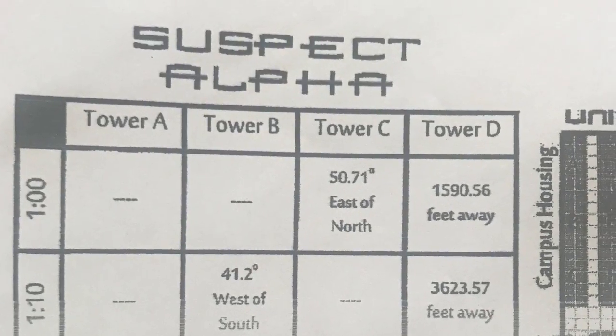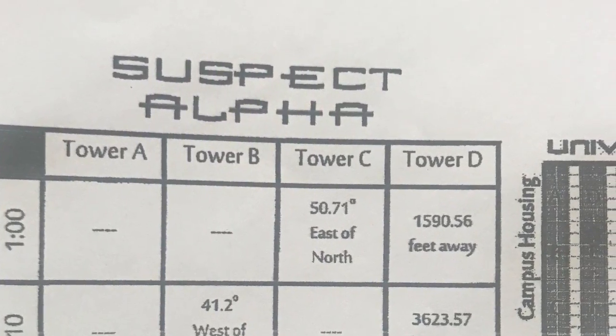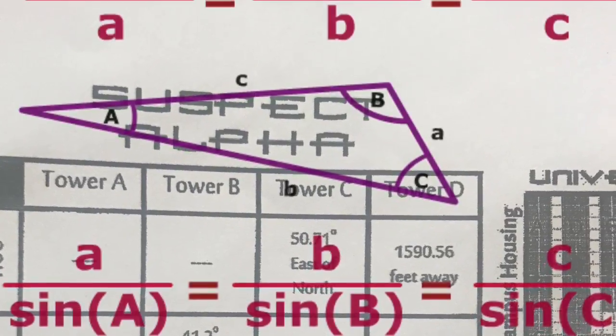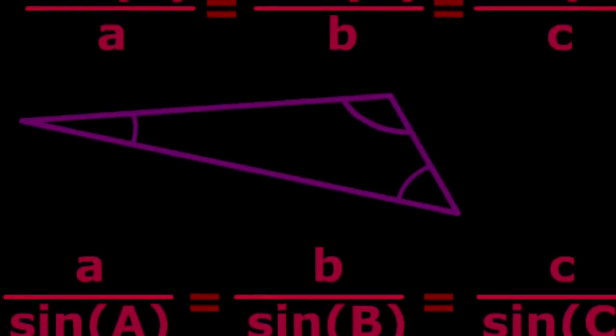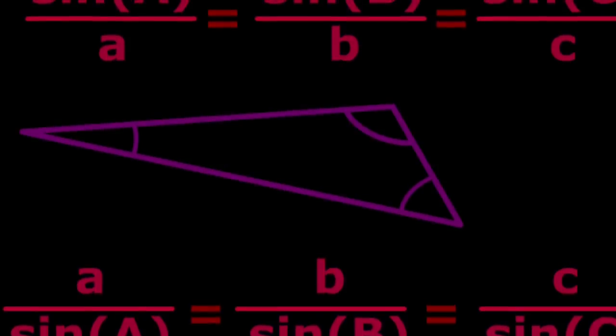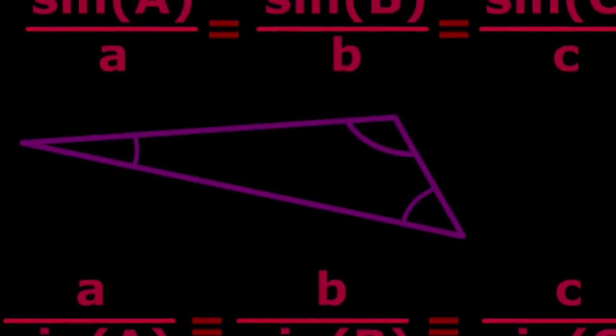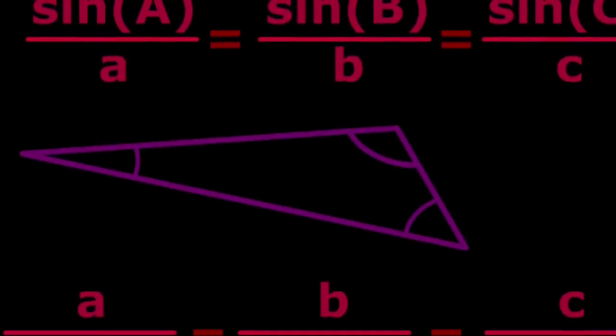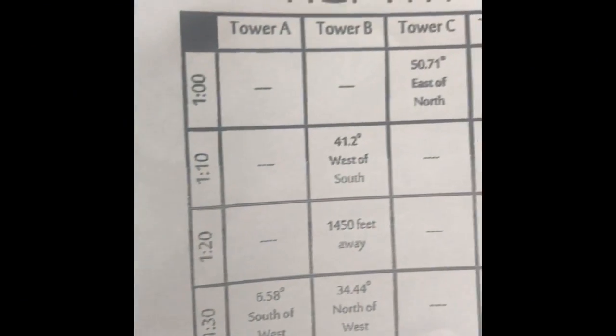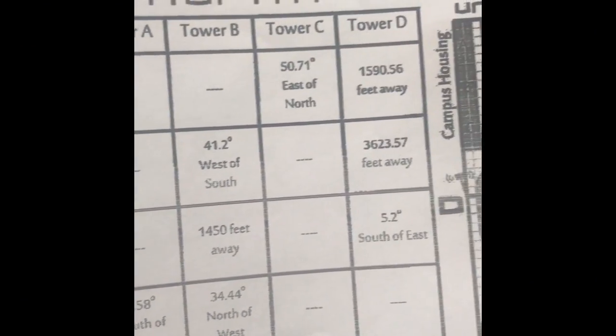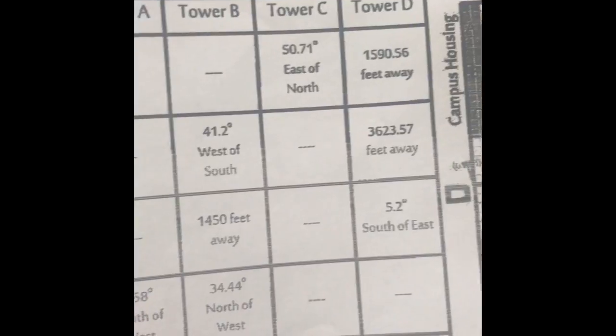As we all know, to find an angle of a triangle, we can use the law of sines formula. Sine capitalized A over lowercase a equals sine capitalized B over lowercase b equals sine capitalized C over lowercase c. Now, this is going to help us determine the location of the suspects during these crimes.